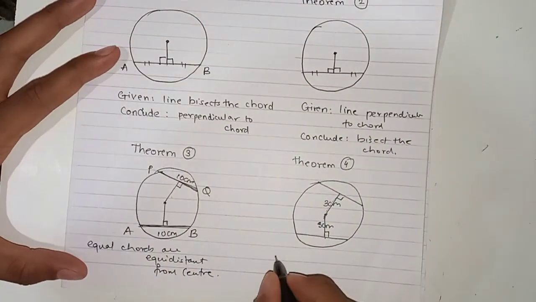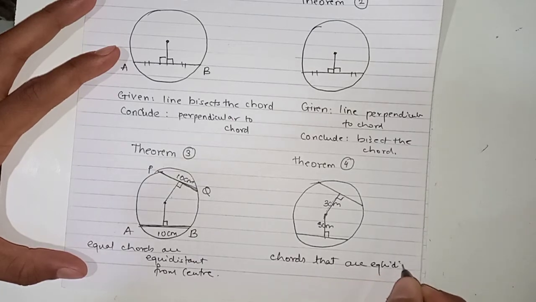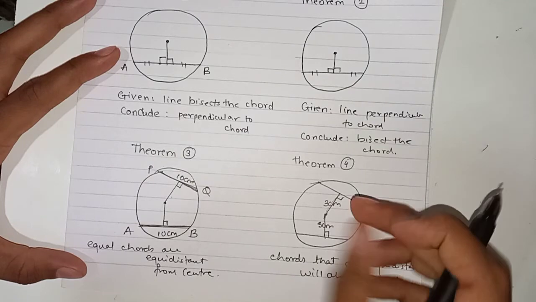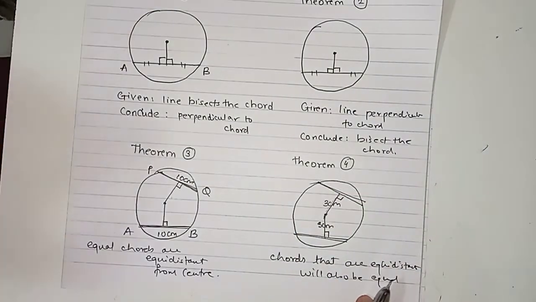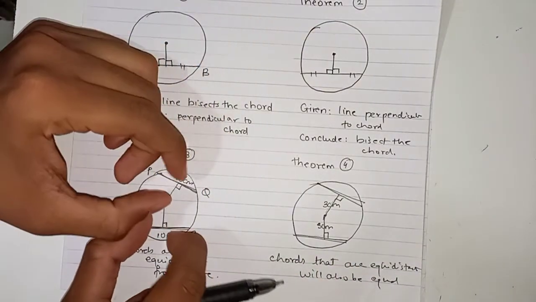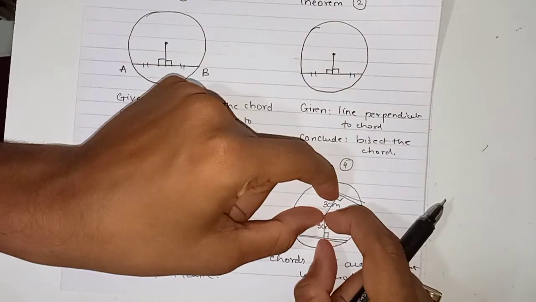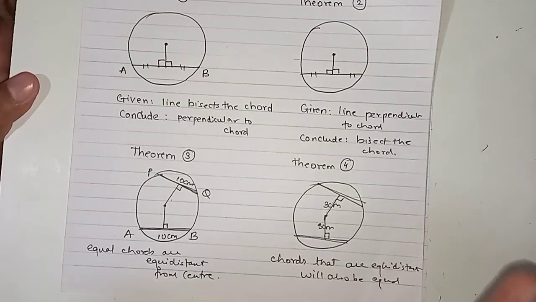What they are saying, that chords that are equidistant will also be equal. मतलब अगर वो सेंटर से सेम डिस्टेंस पे है तो डेफिनेटली उनकी लेंथ भी सेम होगी. एग्जैक्टली इसका उल्टा. यहाँ पे क्या बताया था कि कॉर्ड्स इक्वल है तो डिस्टेंस इक्वल होगा. यहाँ बताया डिस्टेंस इक्वल है तो कॉर्ड्स इक्वल होगा. ओके, these are the 4 theorems which we'll be using in the sums.